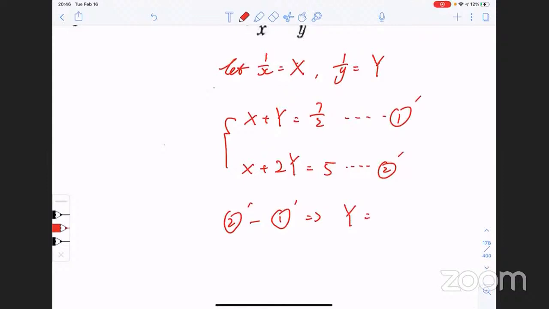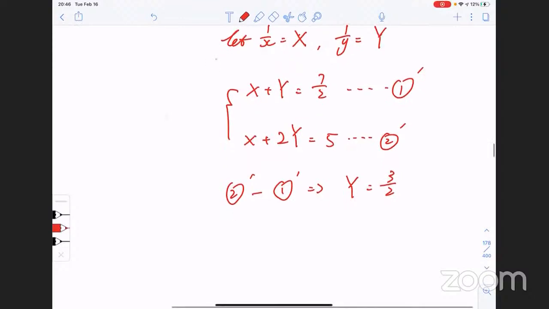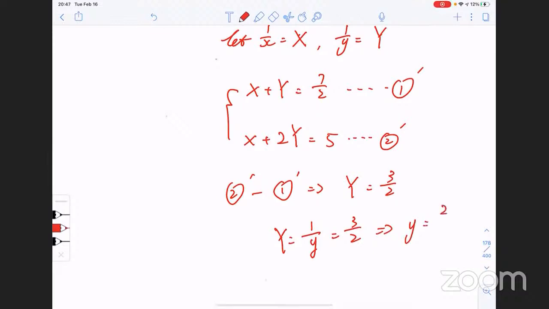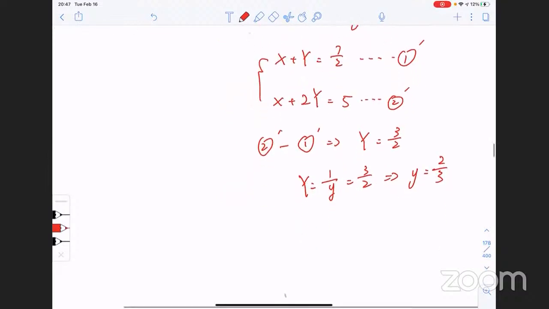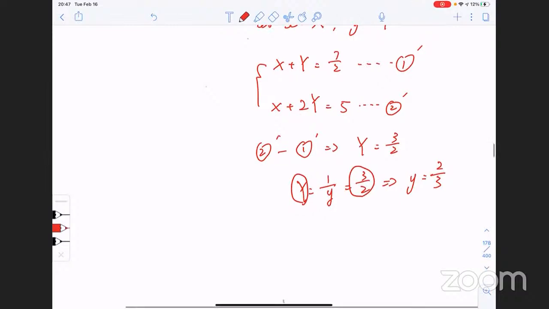On the right side, 5 subtracting 3 and 1 over 2, you will get 1 and 1 over 2, which is 3 over 2, right? And we know that big Y, which is 1 over little y, is equal to 3 over 2. So little y is equal to 2 over 3, right? We solve for that. However, we still have to use big Y, 3 over 2, back into the X plus Y. So substitute it into 1 prime.